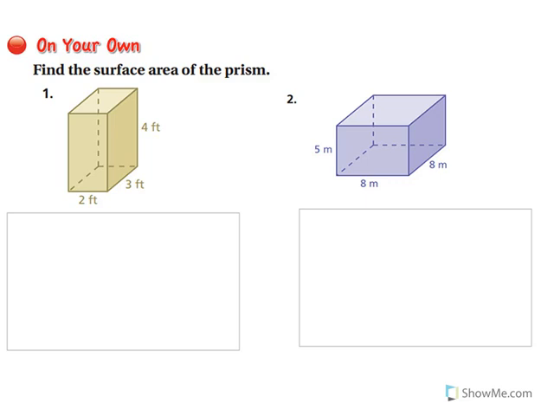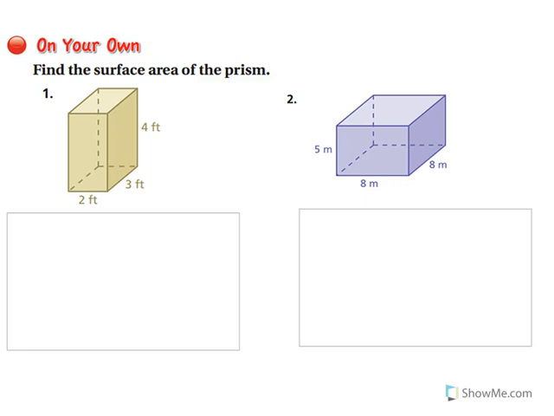Okay, we have two different rectangular prisms. You're finding the surface area of each of these. So go ahead, write out your formula, plug in your numbers, and begin. All right, here we go.